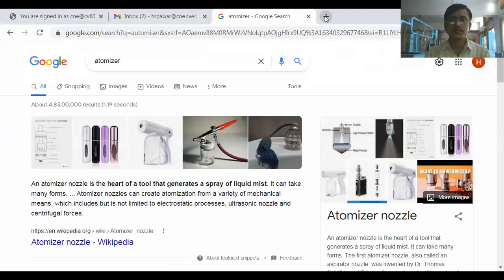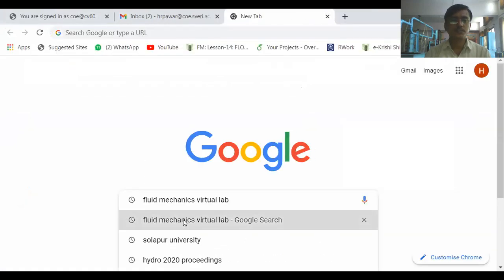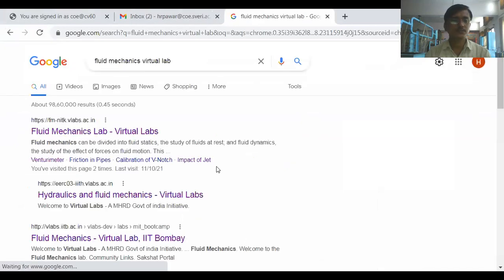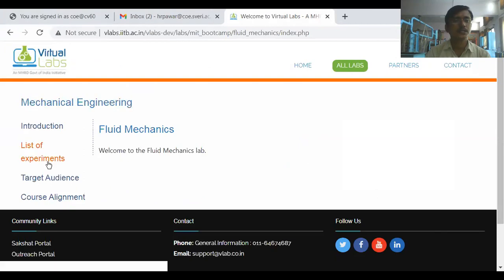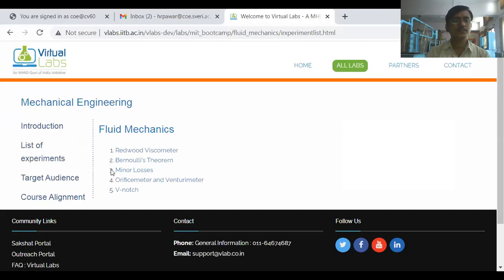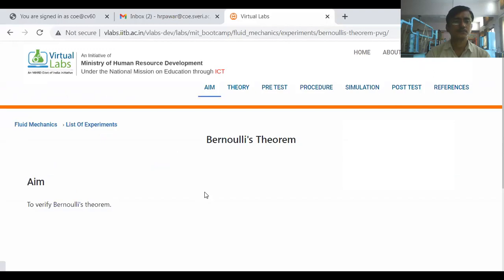I will close this tab. Write down this fluid mechanics virtual lab here. And IIT Bombay, third option, we have done the simulation from this website. After clicking that, this is the mechanical engineering list of experiments. In the list of experiments, here is the Bernoulli's theorem. And here you can see the different tabs.